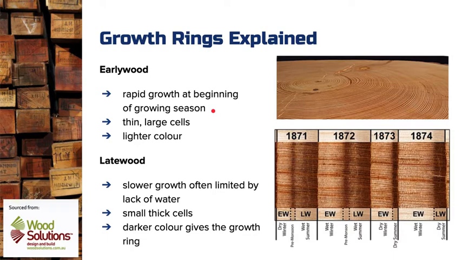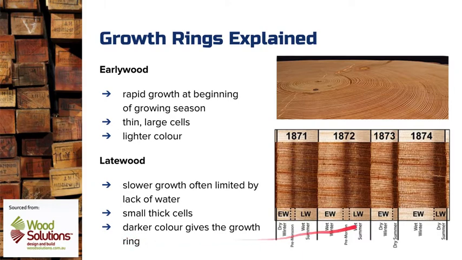Then the tree continues to grow through summer, and then autumn comes and the tree slows down. When it slows down in that autumn period, it becomes late wood. And late wood is a lot darker in colour because the tree is slowing down. The amount of growth slows down, so we have a lot of growth happening in spring and the start of summer, and then once we get to autumn, the amount of growth slows down.